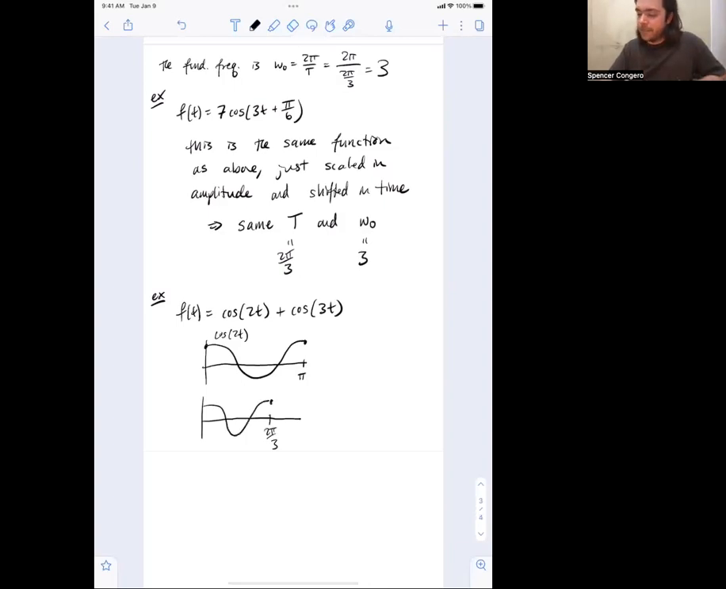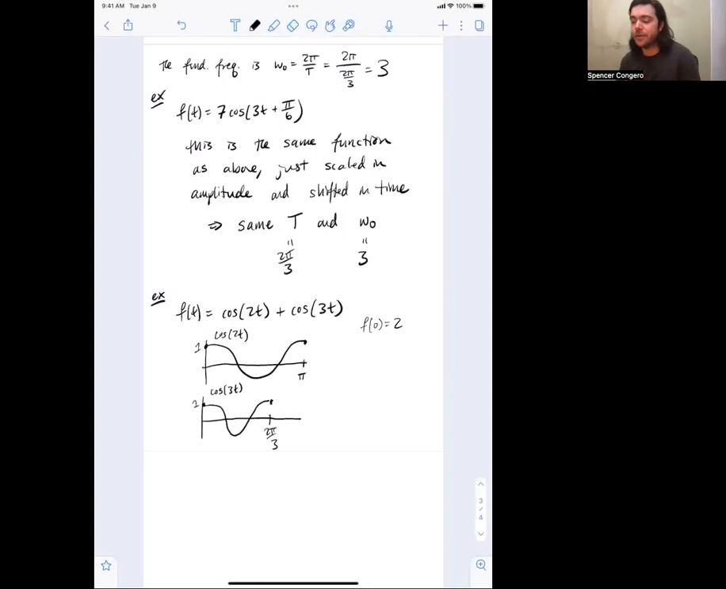Okay, this is cosine of 3t. All right, so how can we find the period of their sum? Well, if you think about it, f of 0 is 2, right? Because I have a 1 there and a 1 there.